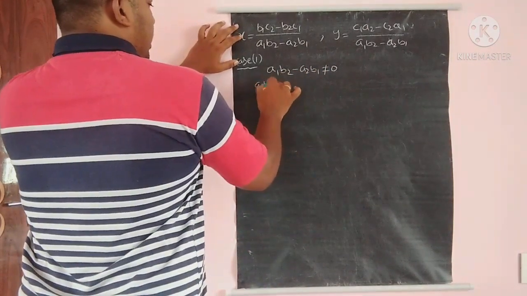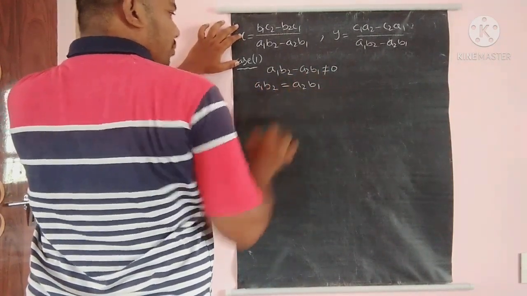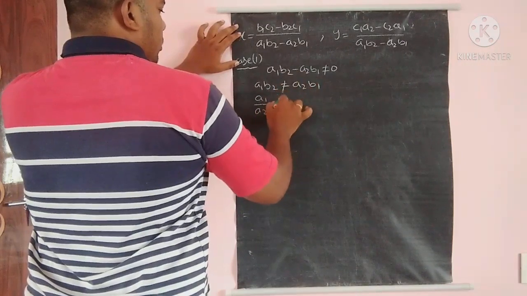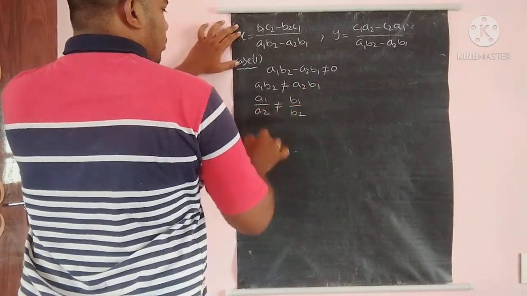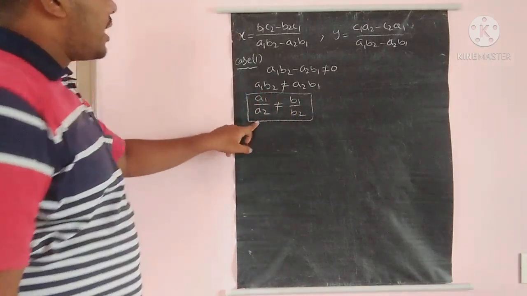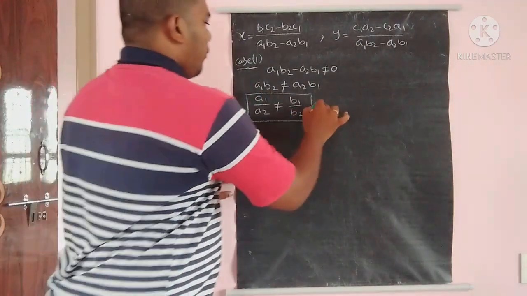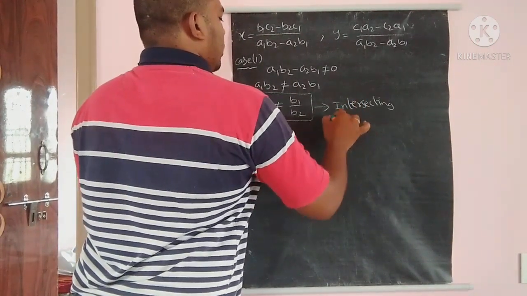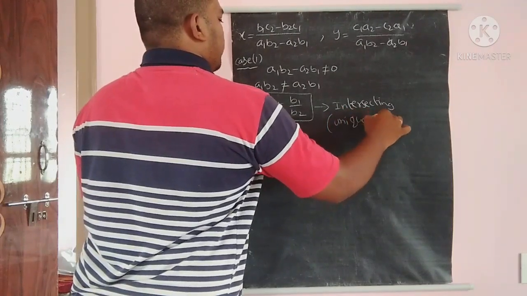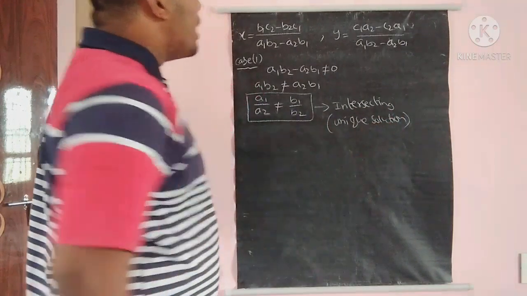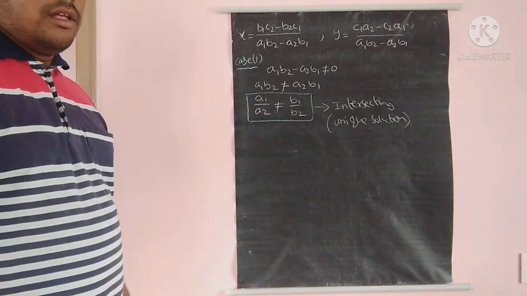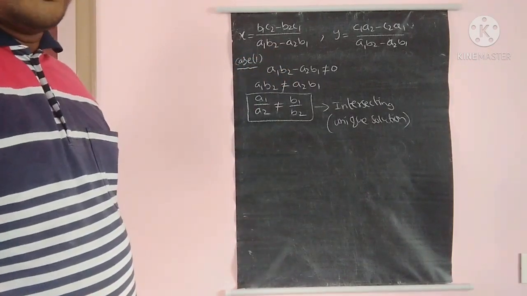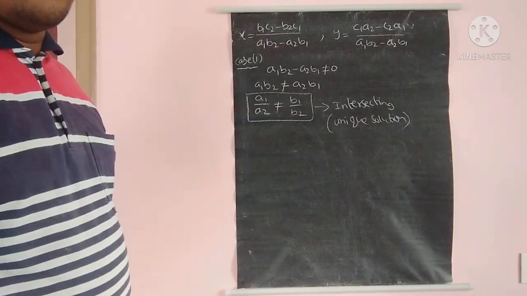So already I said a1 b2 minus a2 b1 is not equals to 0. Then what will happen? a1 b2 is not equals to a2 b1. Then a1, this a2 transpose to this side will become b1 by b2. So when you will get this condition a1 by a2 is not equals to b1 by b2, they are intersecting. That means unique solution. So if a1 b2 minus a2 b1 is not equals to 0, then we can say that the given pair of line equations will have the unique solution.